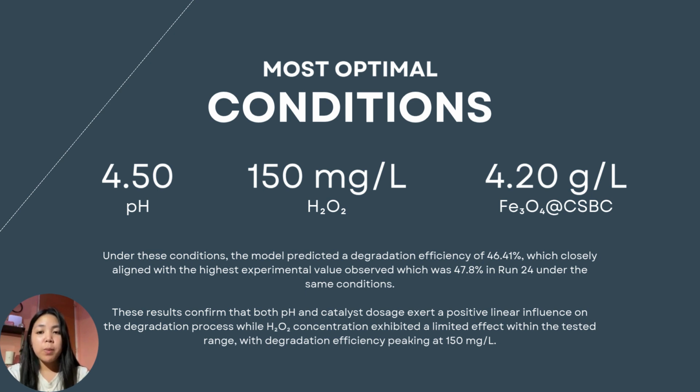Finally, the most optimal conditions identified by the model were solution pH 4.5 and 150 mg per liter hydrogen peroxide with 4.2 grams per liter of catalyst. Under these conditions, the predicted degradation efficiency was 46.41%, which closely matched the highest experimental result of 47.8% in run 24. These results confirm that pH and catalyst dosage had the most positive influence on the degradation process, while hydrogen peroxide showed limited effect within the tested range.